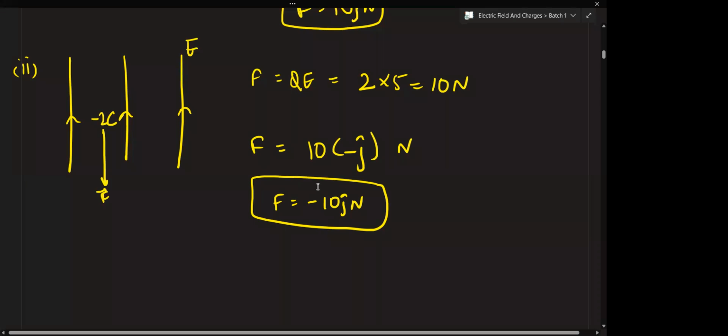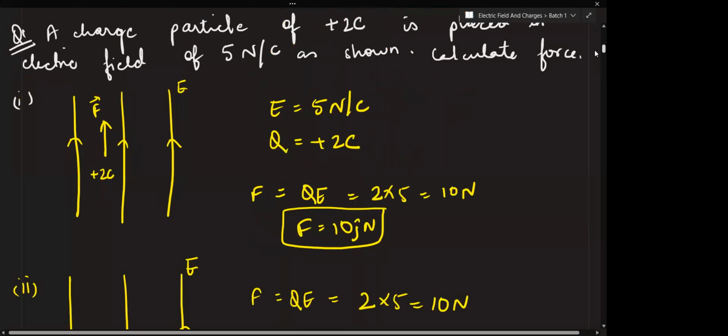So minus 2 coulomb has been compensated over here. This minus 10 J cap shows that 10 Newton is the magnitude of the force and minus J cap is representing the opposite direction, which signifies that this charge is a negative charge. All right? Thank you, ma'am.